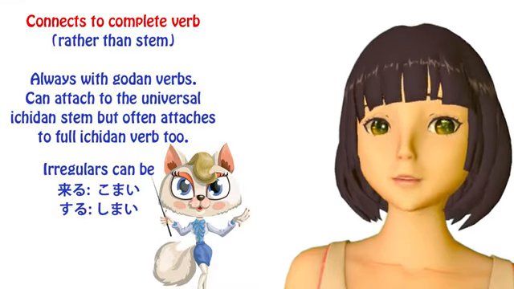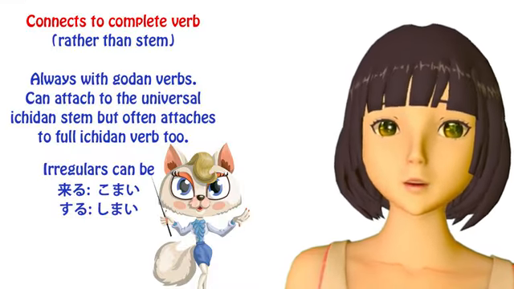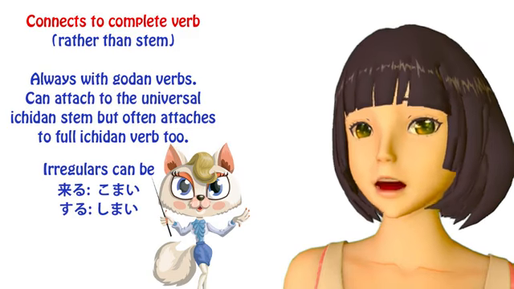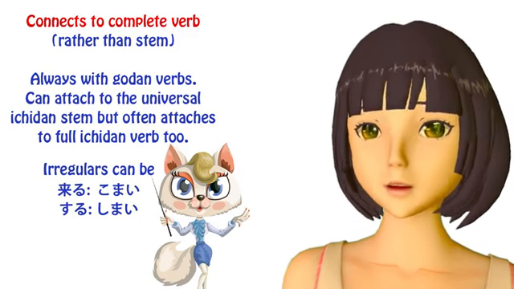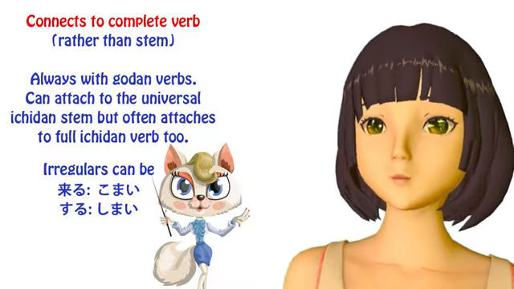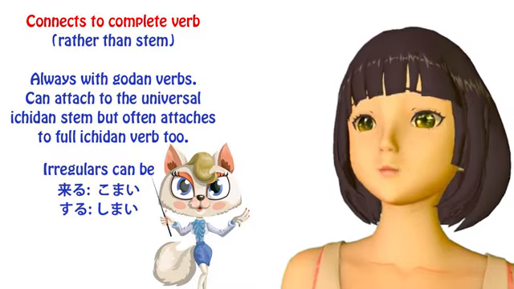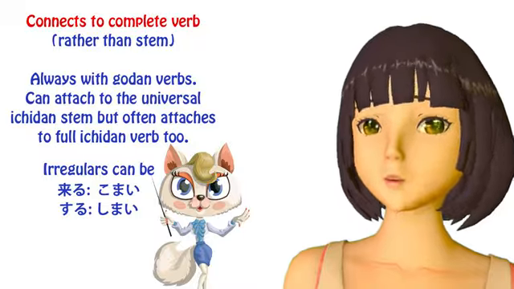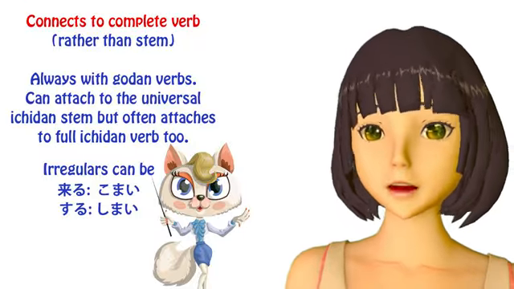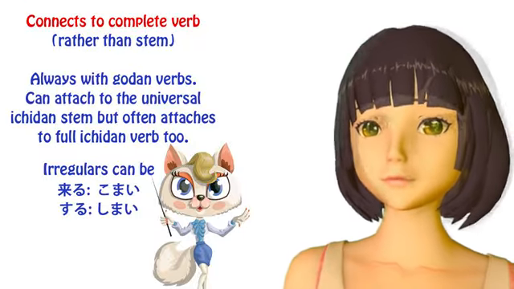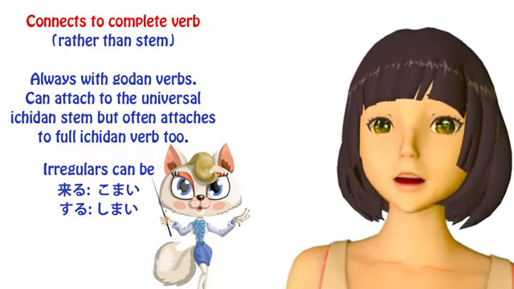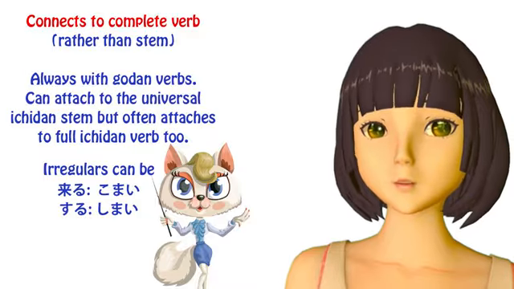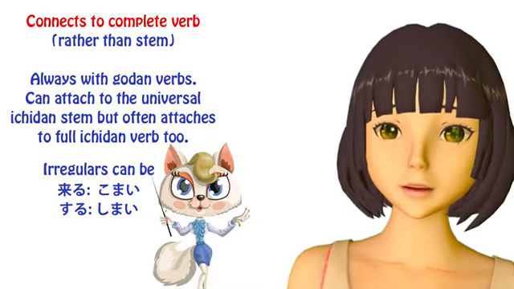With ichidan verbs, we can attach it to the universal ichidan stem. As you know, with ichidan verbs, whatever we're doing with them, we always just take off the ru and put on whatever we want to put on. So, for example, miru can become mimai, but just as often as mirumai. The two irregulars kuru and suru can be kurumai and surumai, but they can also be komai and shimai.